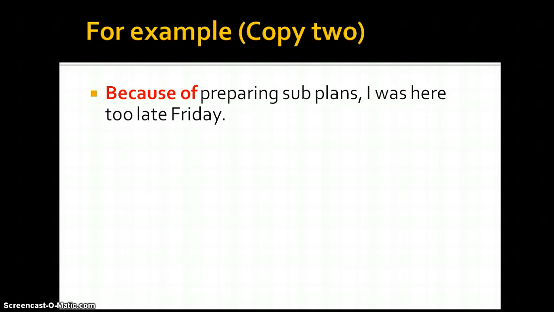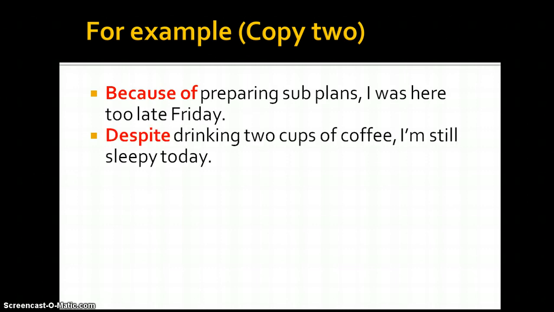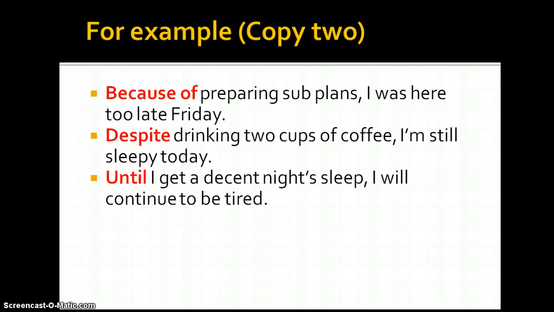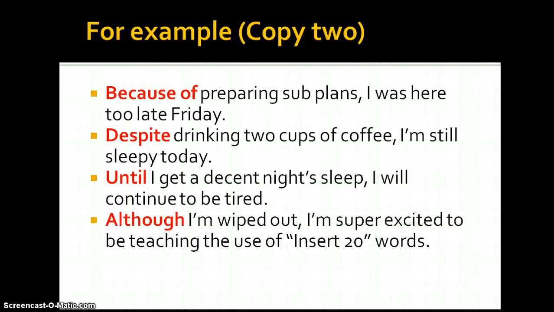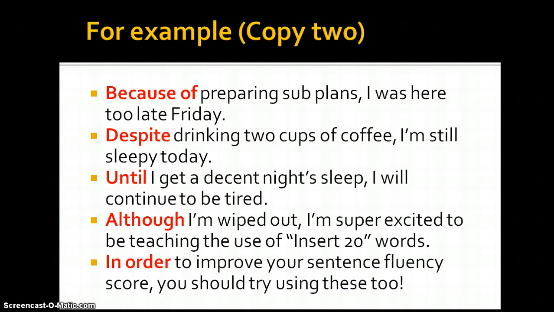Because of preparing subplans, I was here too late Friday. Despite drinking 2 cups of coffee, I'm still sleepy today. Until I get a decent night's sleep, I will continue to be tired. Although I'm wiped out, I am super excited to be teaching the use of insert 20 words. In order to improve your sentence fluency score, you should try using these too. So go ahead, choose your 2 favorite, copy them down.